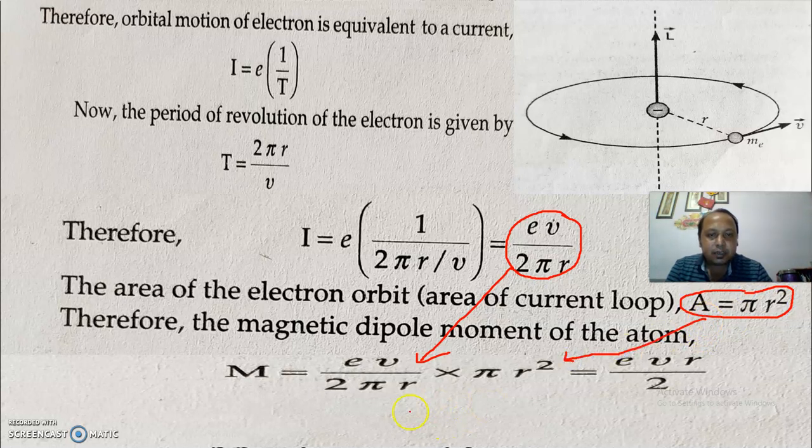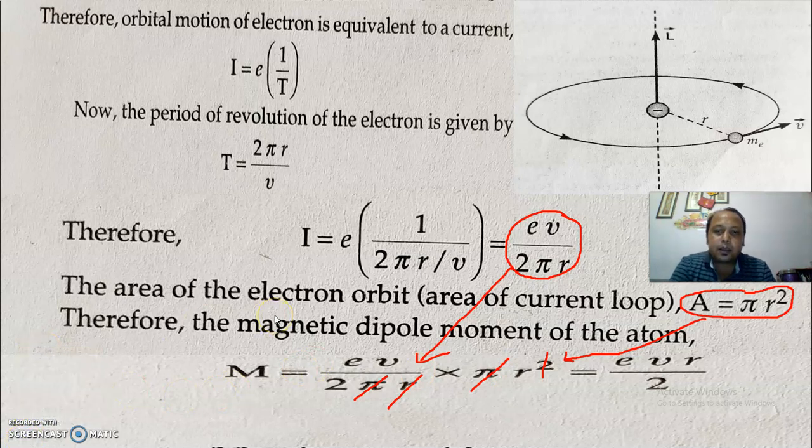So you can see the terms which cancel out: this R and the squared term will cancel out, and we will be left with EVR upon 2. The pi term will also cancel out here. So we are left with EVR upon 2. So I hope this is clear to you.